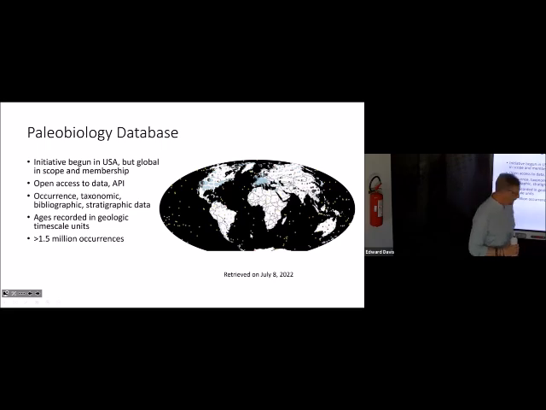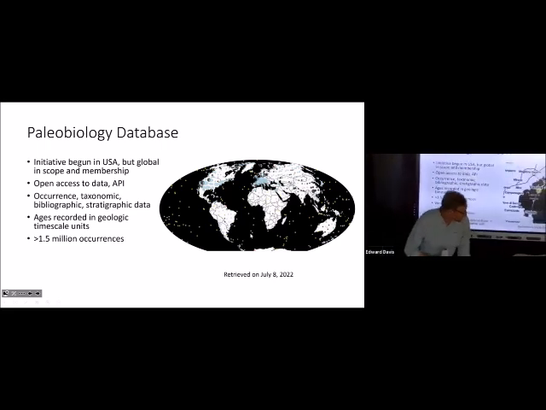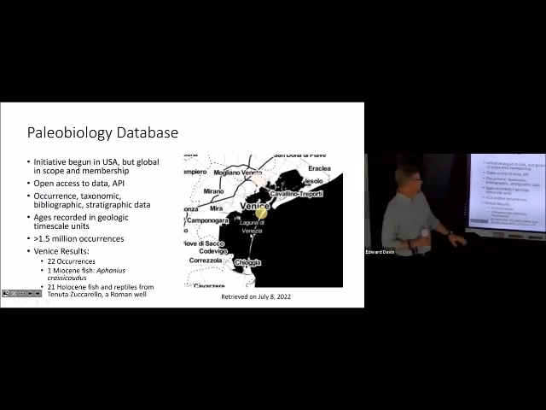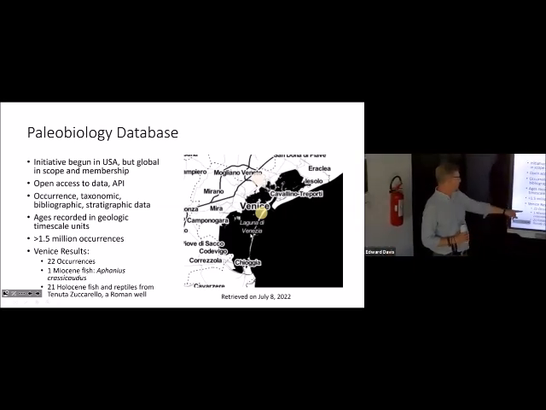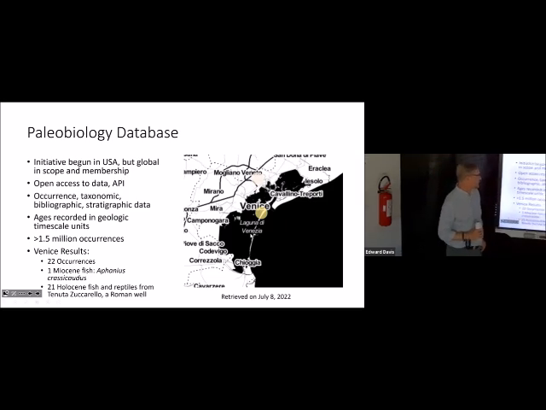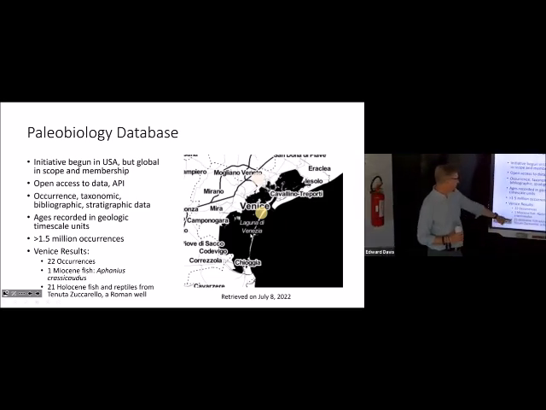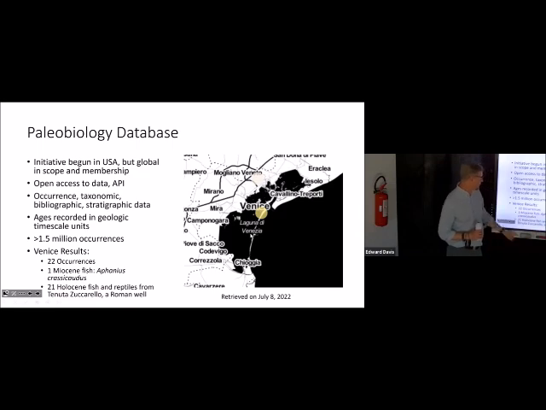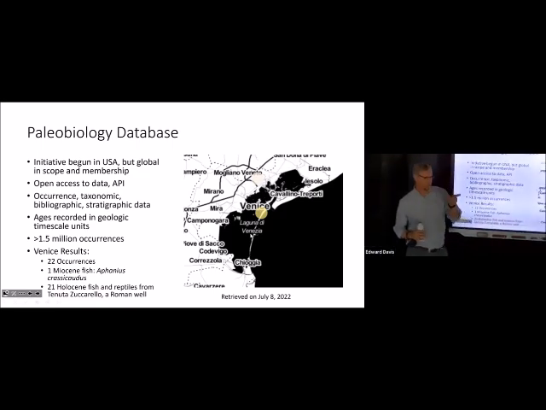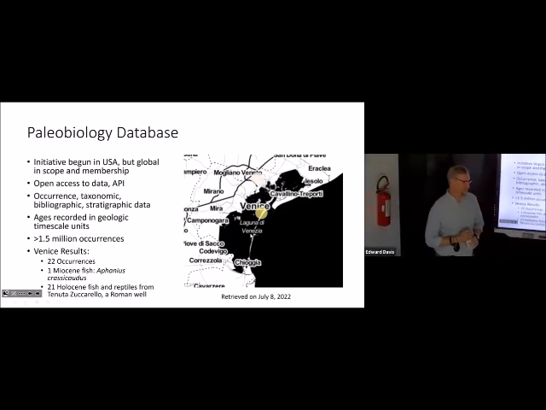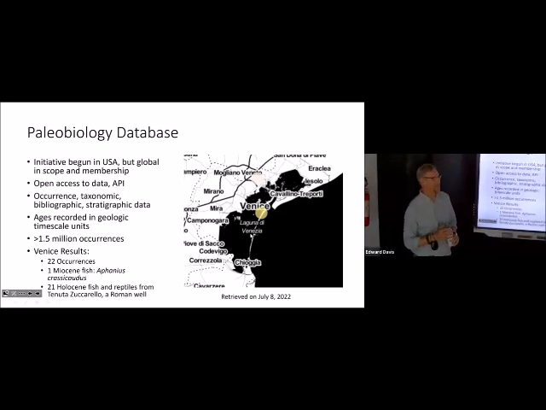And there are over 1.5 million occurrences in the database. When I looked at Venice, I only found 22 occurrences in the Paleobiology Database. These are from publications. One of them is a Miocene fish, a kind of pupfish. And then 21 were Holocene fish and reptiles that came from Tenuta Zuccarello, which is a Roman well. Elena, you're actually familiar with the site, right? Oh, I'm not familiar, I just checked online. Oh, okay.